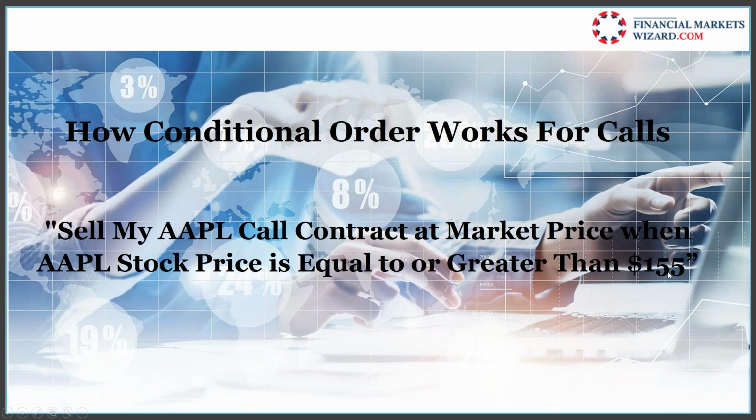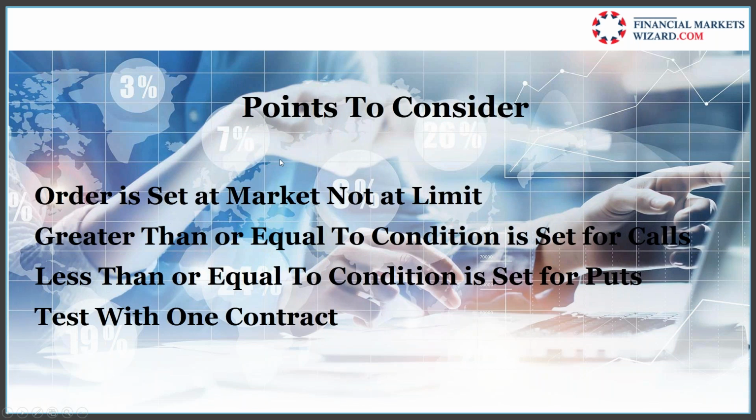Everything is sold at 155. So if the stock gaps above 155, you will be sold. As soon as the stock hits 155, your option will be sold for calls. So now you have to consider these points. The order is set at market, not at limit. So whatever the last price is, that's where your order will be executed, not at limit. So when the stock hits 155, whatever the market price is, you are out.